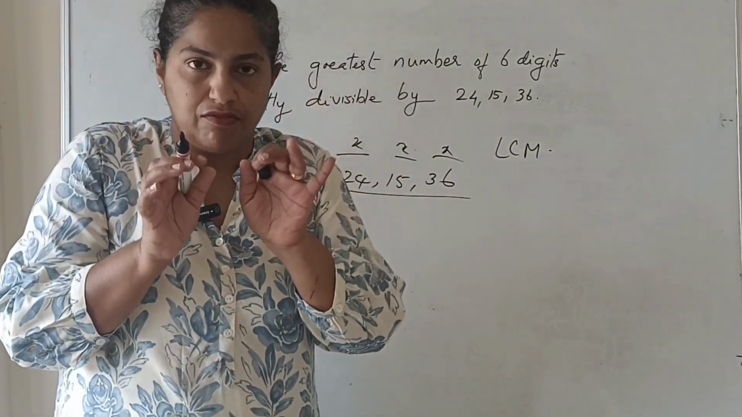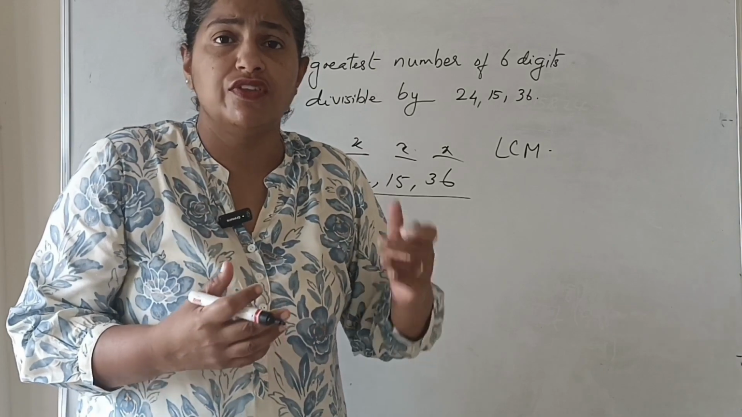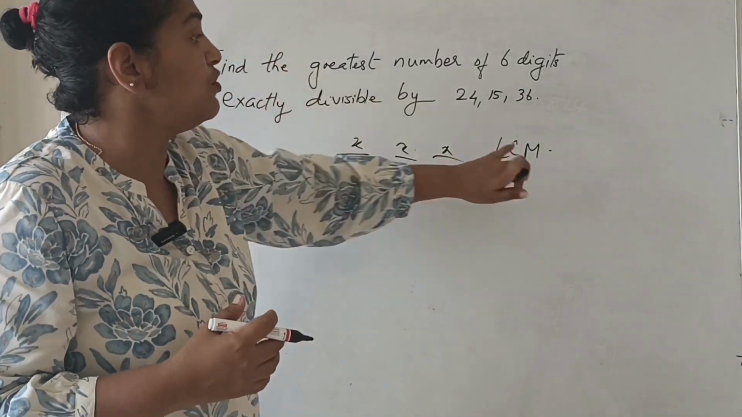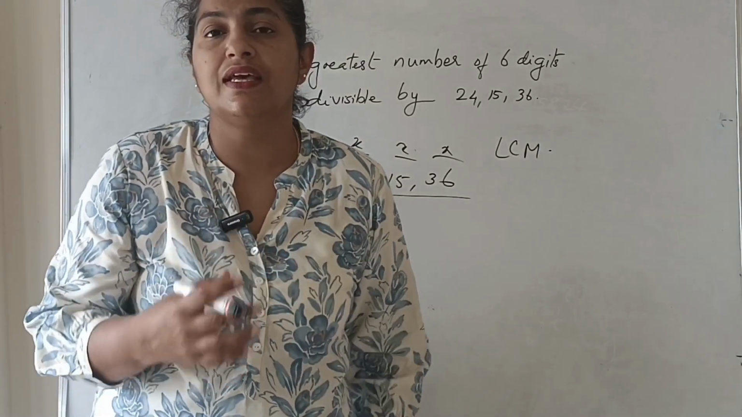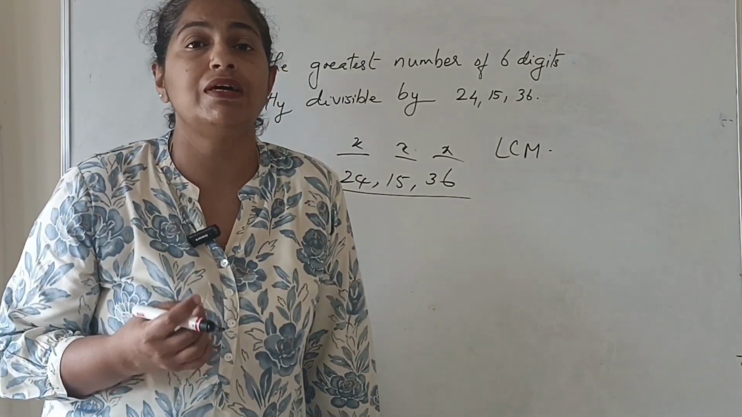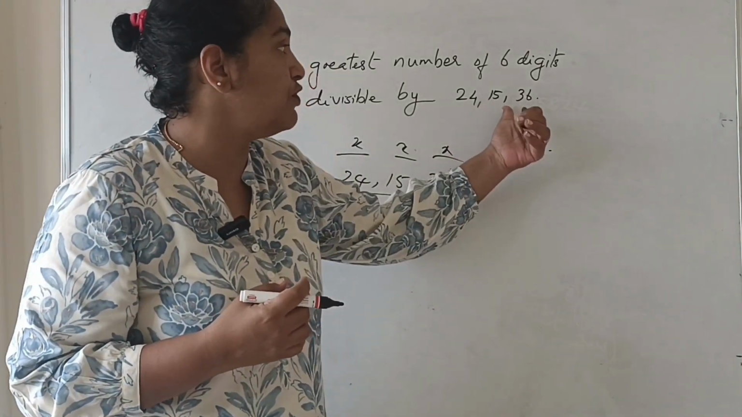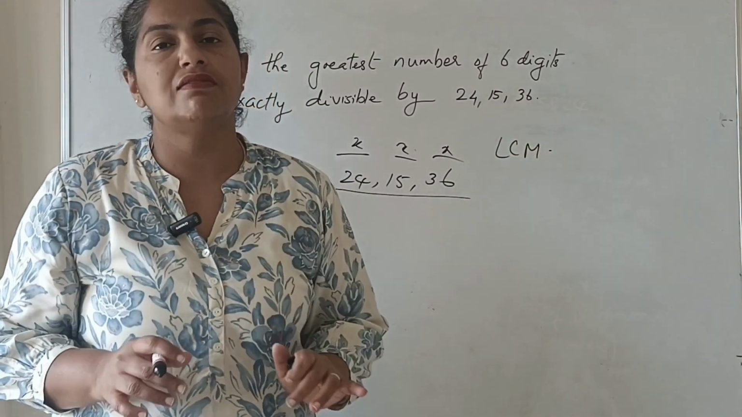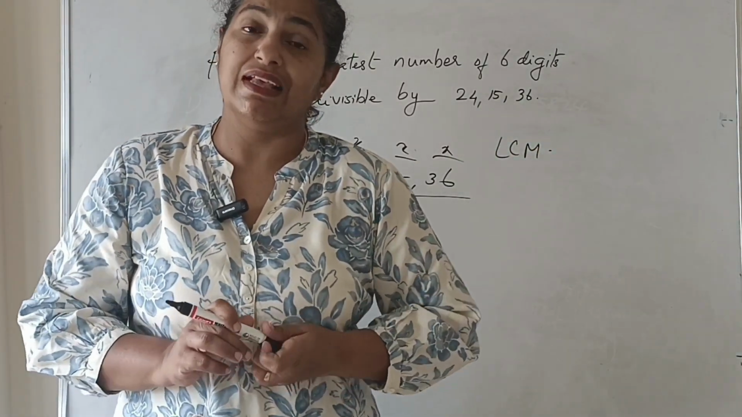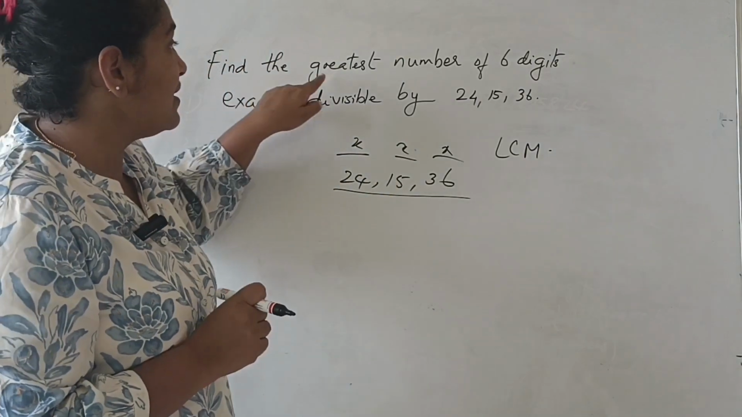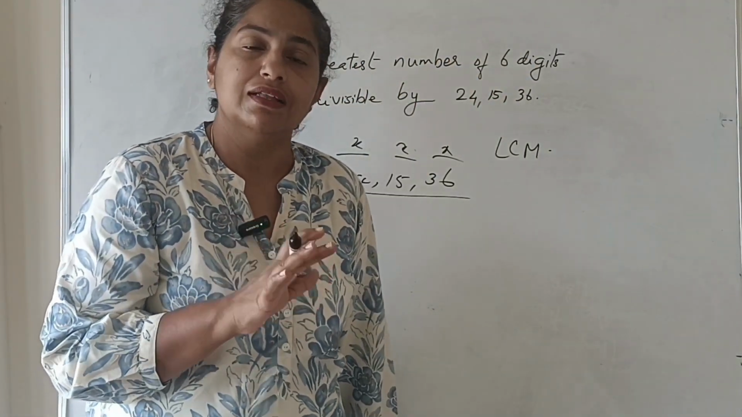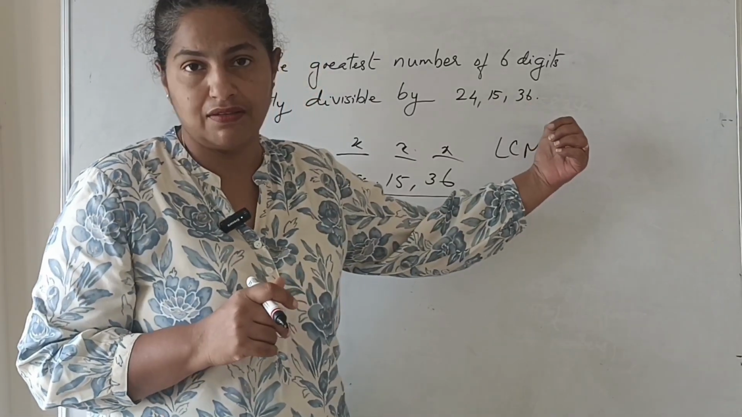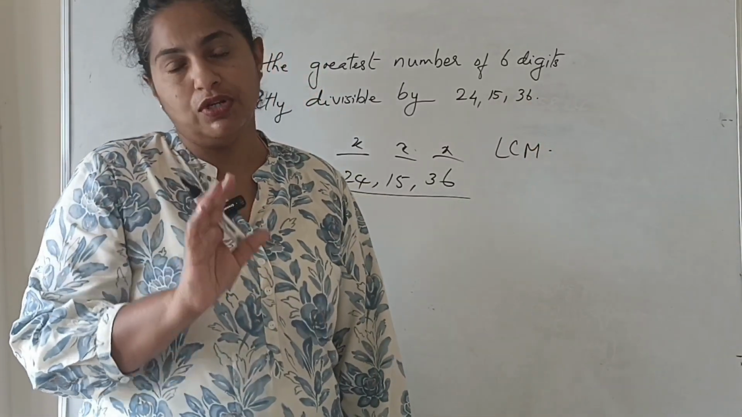Okay. Once you have decided that, we need to see what is the difference between a normal LCM sum and this particular sum. In this particular sum, they are not asking you to find the least number that is divisible by 24, 15 and 36. They are asking you to find the greatest number of 6 digits, or the greatest 6-digit number, that is divisible by this. How do we go about this sum?